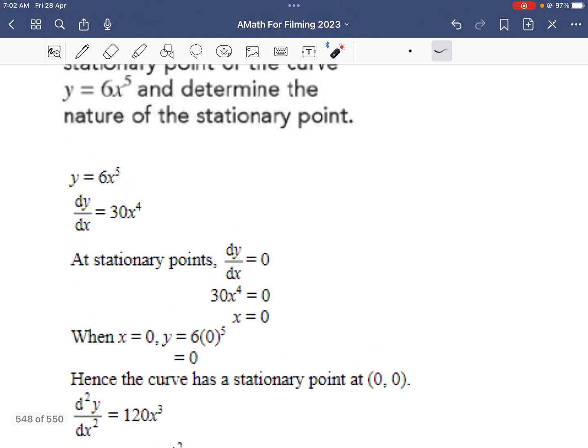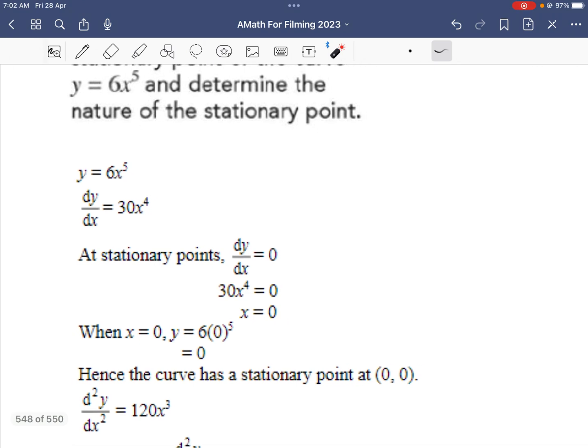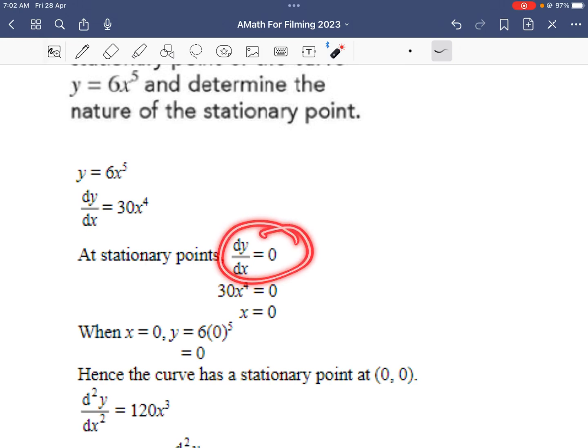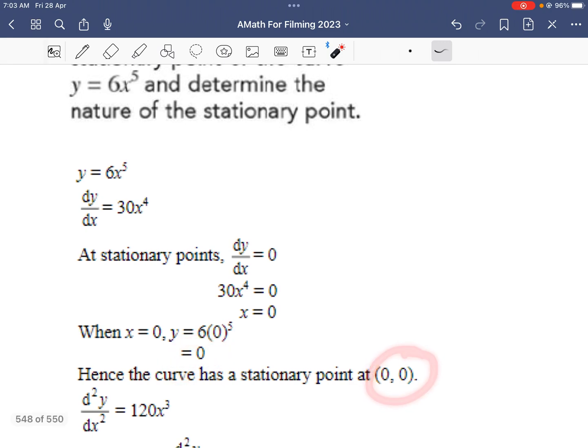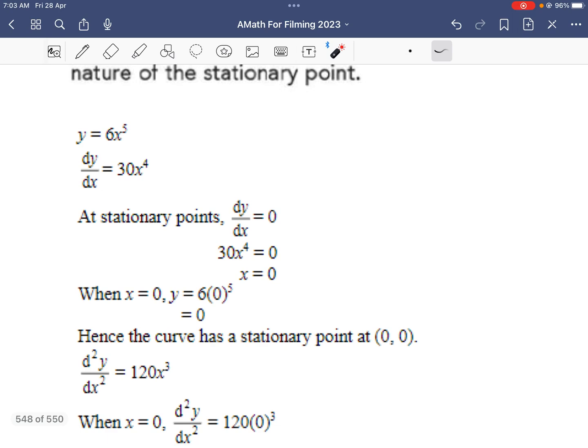Same thing. We start with y equals 6x to the power of 5. You differentiate once, you get 30x to the power of 4. So once again, rinse and repeat. When dy/dx equals 0, you get the stationary point. You solve x equals 0. You take x equals 0, put it back into the original equation, and you get y equals 0. Hence, the stationary point is at (0, 0).